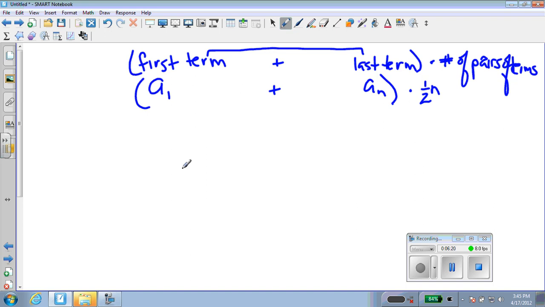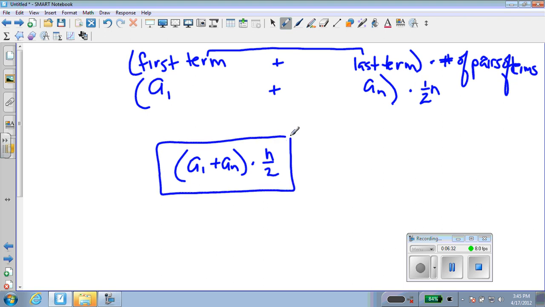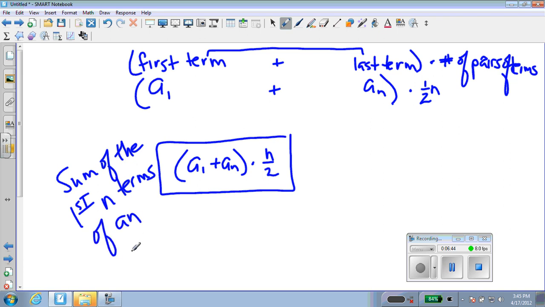So some people do this as a sub 1 plus a sub n times n divided by 2. This would be the sum of the first n terms of an arithmetic sequence.